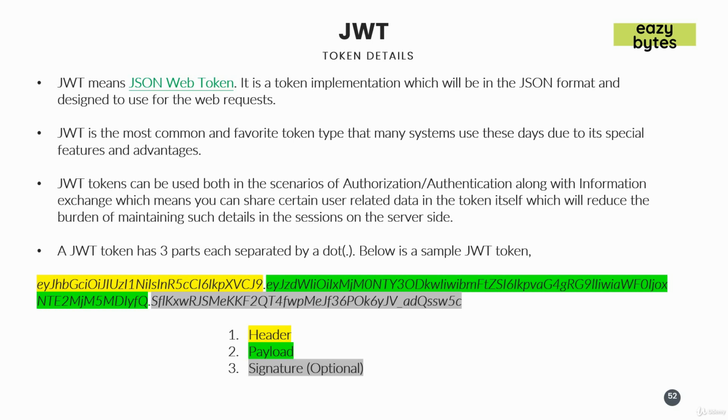And it is the most common and favorite token type that many systems and user applications use these days due to its features and advantages, like being very lightweight, and it uses JSON format which can be understood by everyone, and at the same time it allows us to send the data in an encrypted format. JWT tokens can be used beyond authentication and authorization.